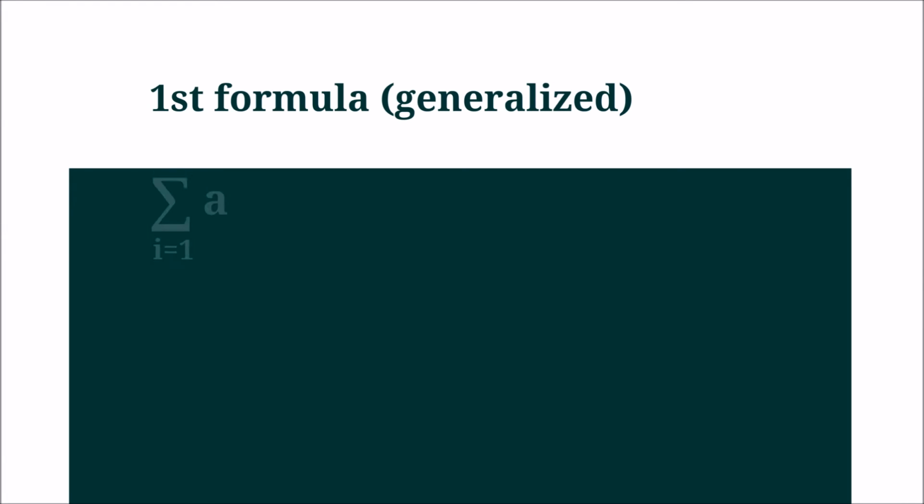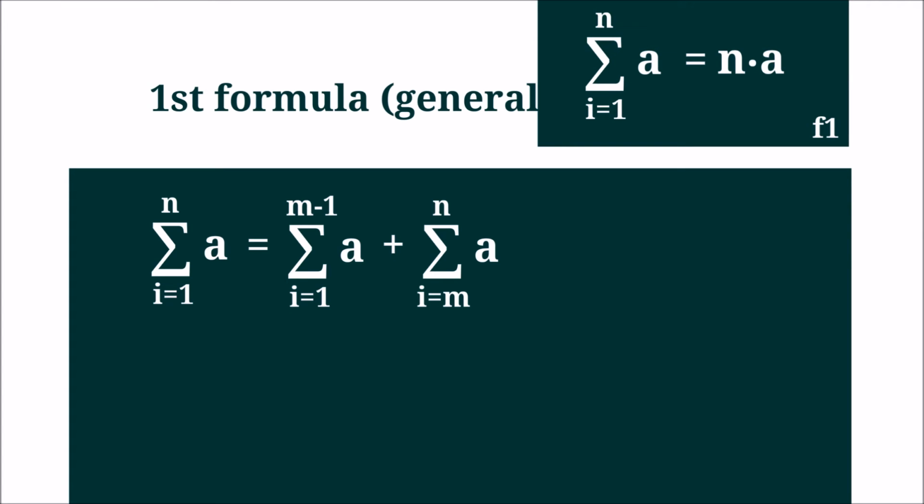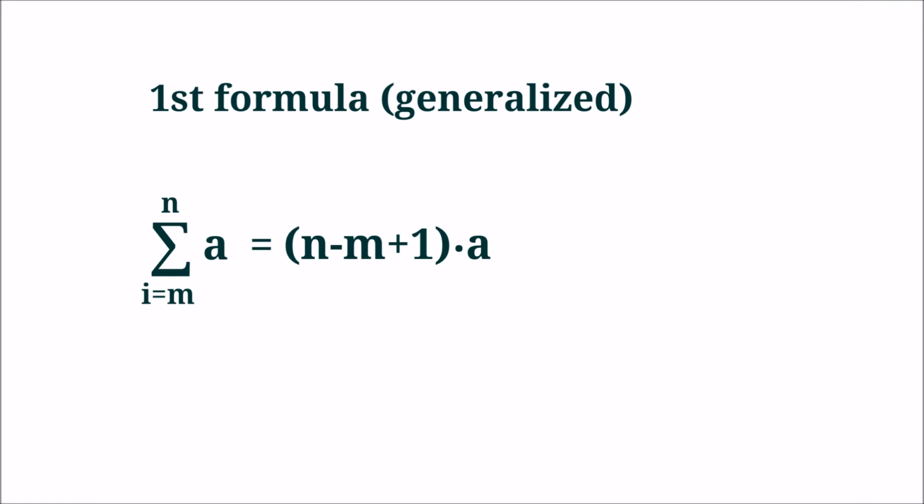To obtain it, we begin with a sum that starts from 1. Then we split it at m-1 and see that the last summation is the one whose formula we want, while the other two are sums of constants starting from 1 and can be solved using formula 1 we've derived before. So, calling that formula, reorganizing, and simplifying, we get the formula for the sum of constant terms with a more general index.